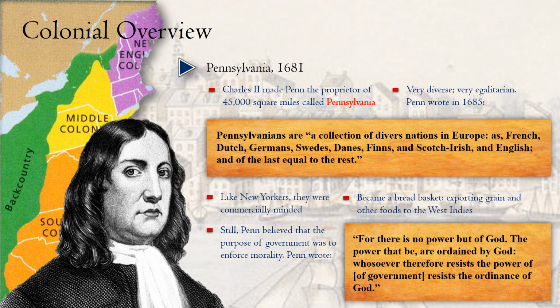And still, even though Penn is a believer in religious tolerance, he still believes that the purpose of government is to enforce morality. So he writes, "For there is no power but of God. The powers that be are ordained by God. Whoever therefore resists the power of government resists the ordinance of God." So you can still see that although he's very much a modern man, very democratic, very tolerant, William Penn still has one foot in the 17th century.